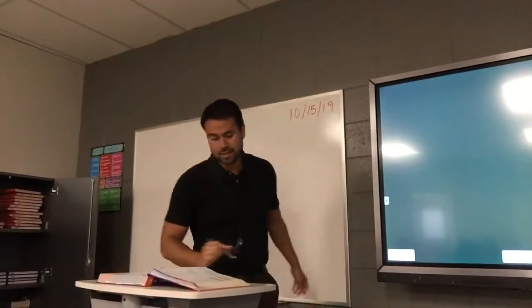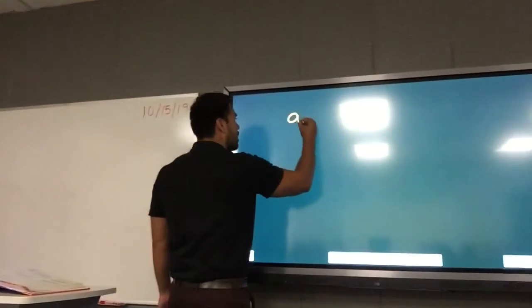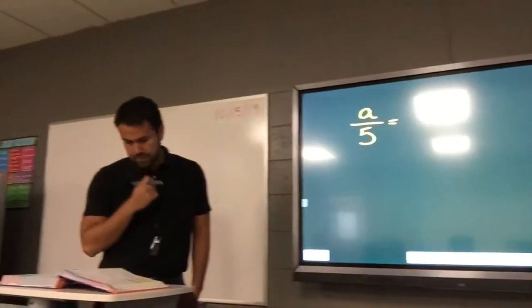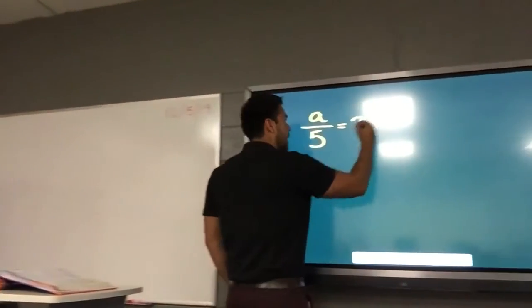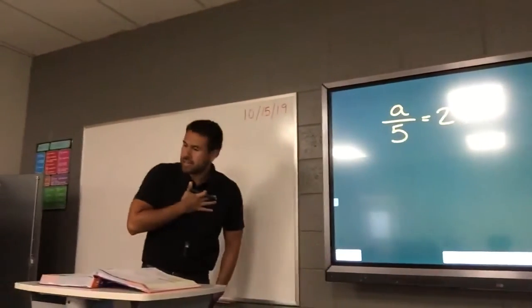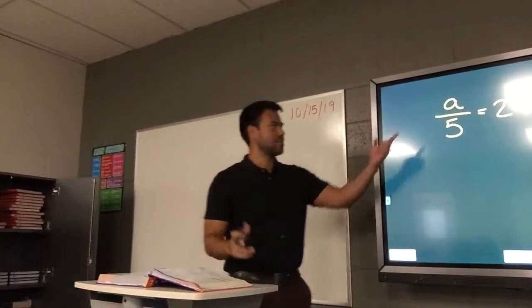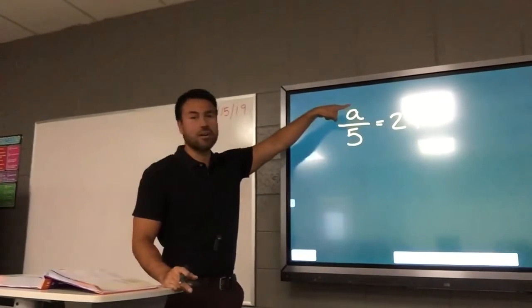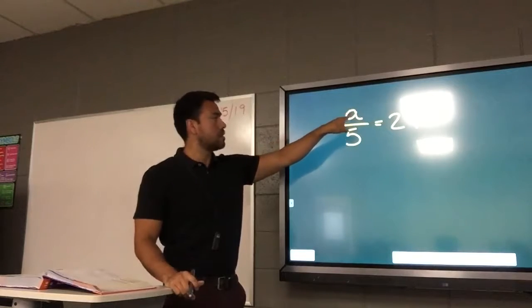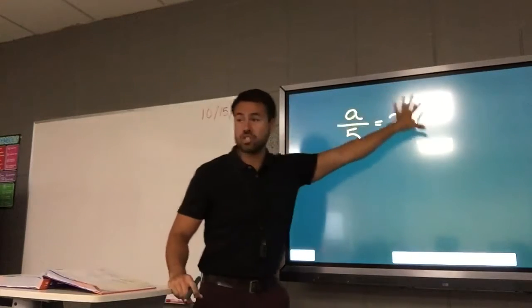This one is A over 5 equals 24. A over 5 equals 24. Okay. So again, I'm trying to find what A is. So I spot A. There you go. A is right there. What's happening to A? Hannah? Being divided by 5. Divided by 5. So this is a division equation.